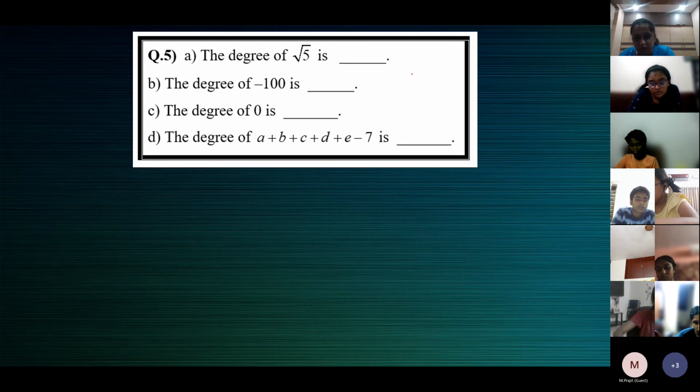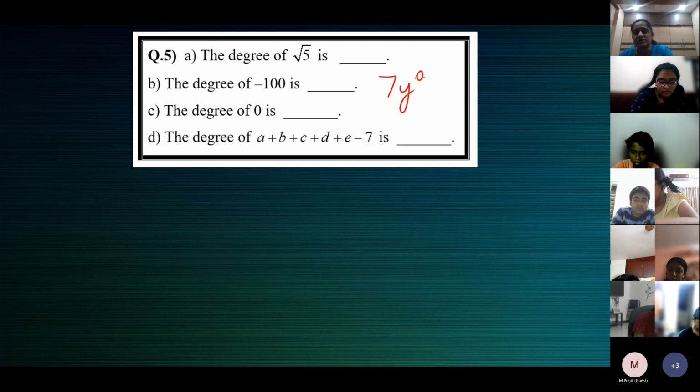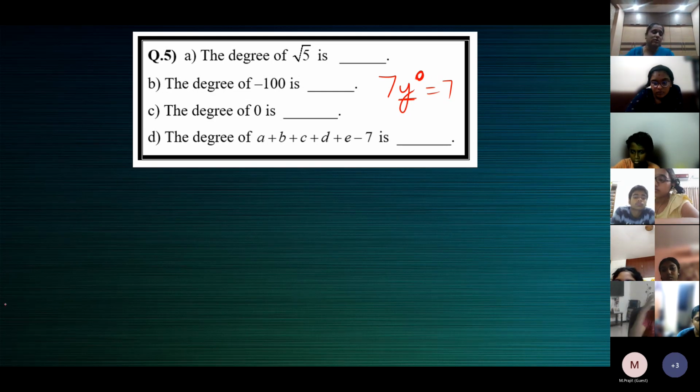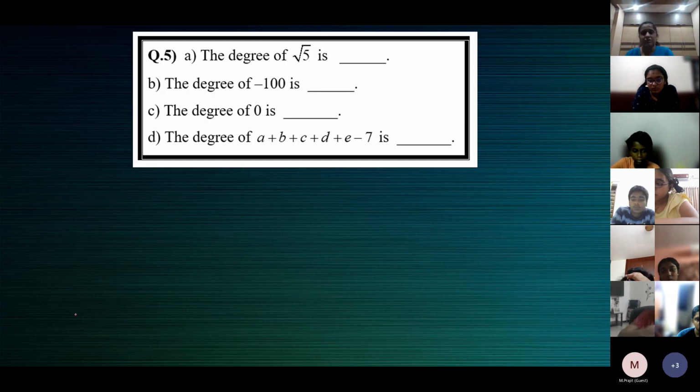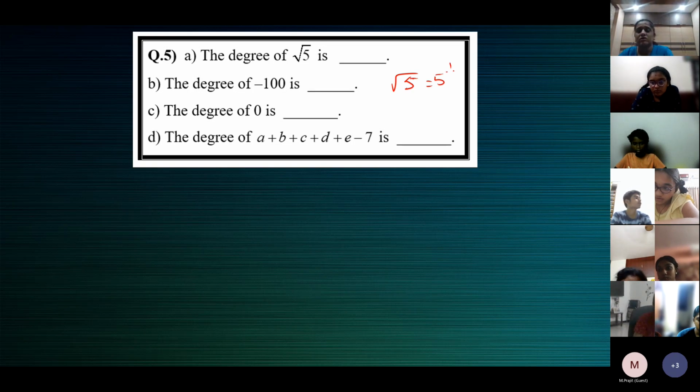And the degree of a constant polynomial is 0 because every constant, say 7, you can write it as 7y to the power 0, because y to the power 0 is 1 and 7 into 1 is 7. So the variable y is raised to the power 0. So the degree of a constant polynomial is 0. See, all of you said, because root 5 means 5 to the power 1 by 2, first all of you said 1 by 2.